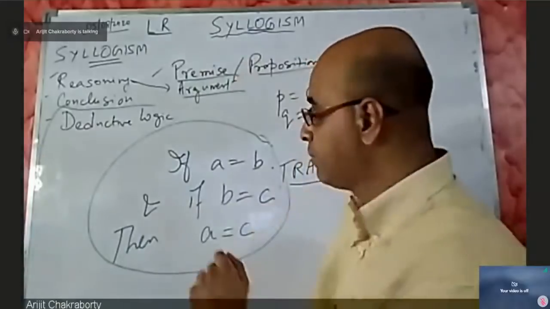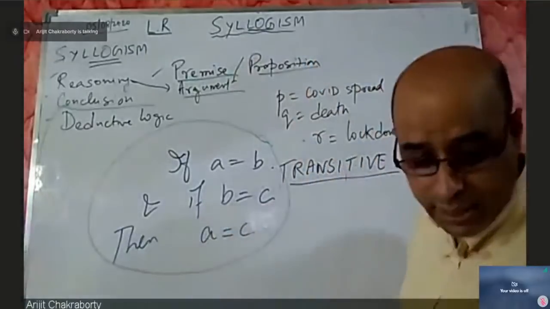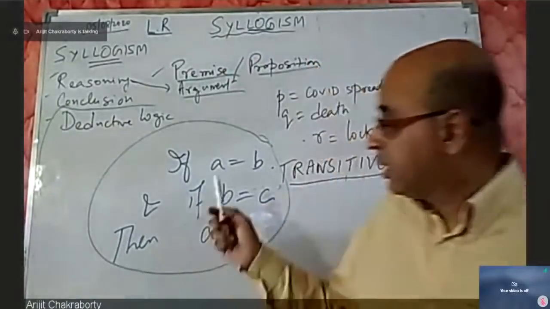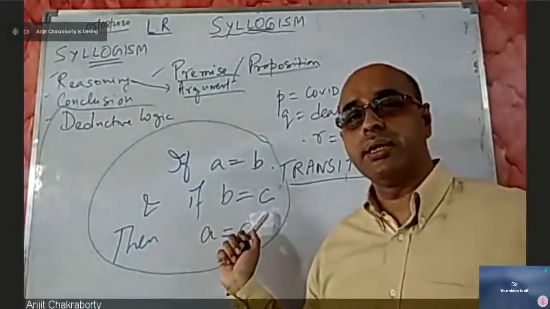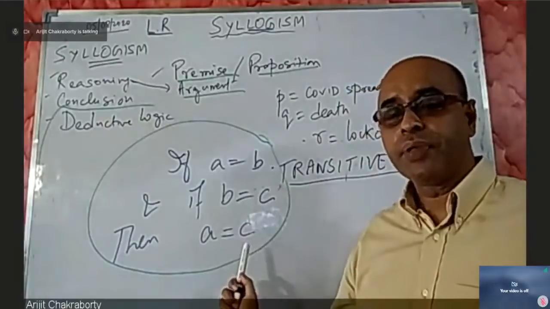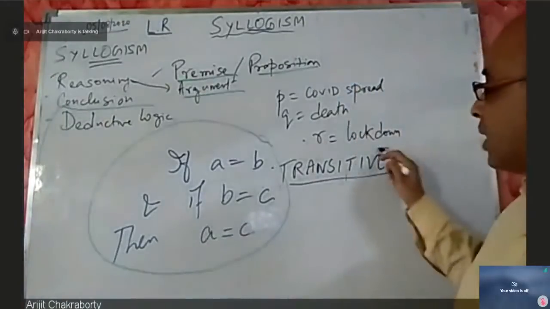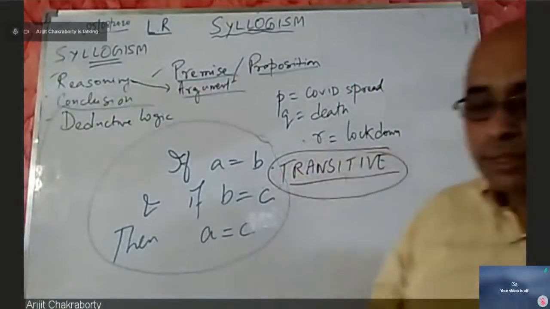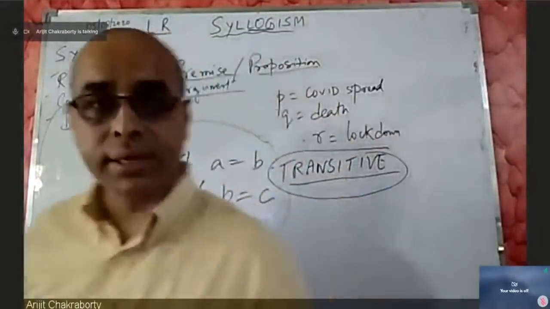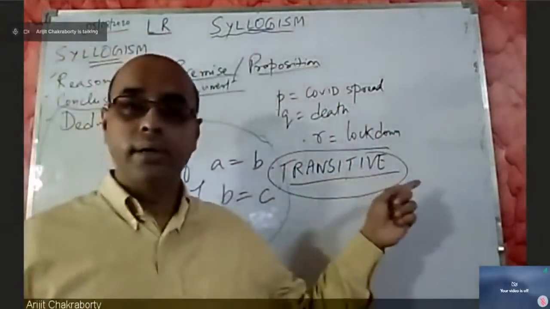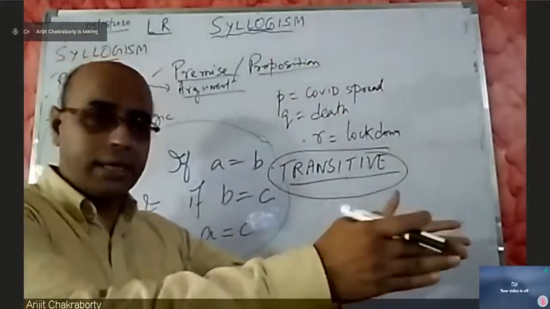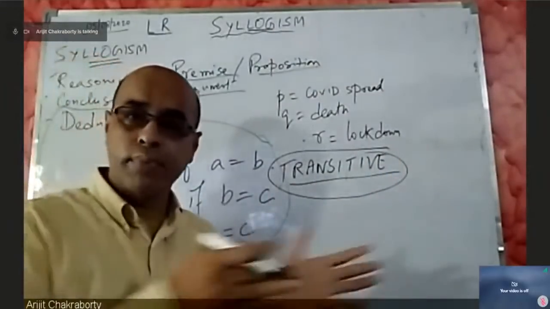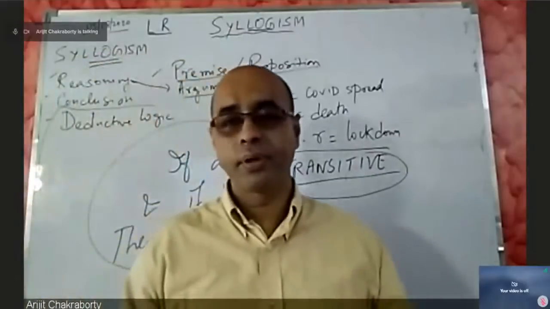Similarly, please note another rule, as I said: if A equal to B and if B is equal to C, then A will be equal to C. This is also called transitive reasoning. Why is it transitive? Transitive means to move, to transit. We always say transmitting, transit. Transitive is to move.